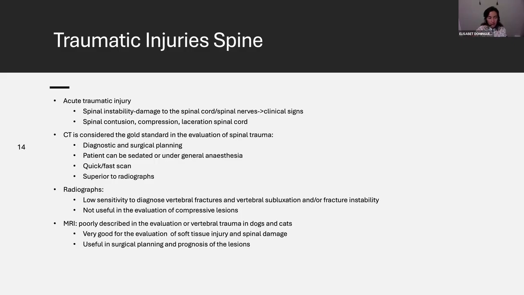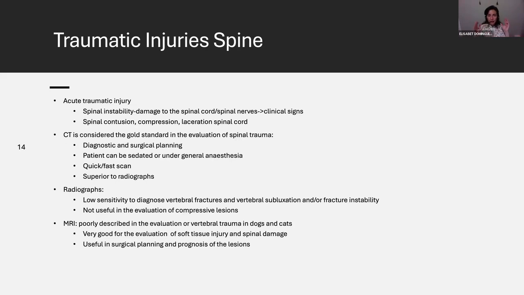For traumatic injuries to the vertebral column that are acute, what happens is that because of the acute trauma, the vertebral column may suffer instability. And because the vertebral column is not stable anymore, this may secondarily damage the spinal cord and or the spinal nerves. As a result of that damage to the nervous system, we may see the clinical signs in the patient. What can happen in the spinal cord? It may suffer from contusions, compressions, or lacerations secondary to the trauma.